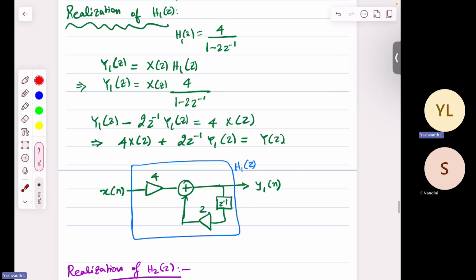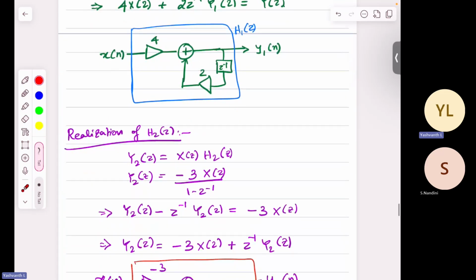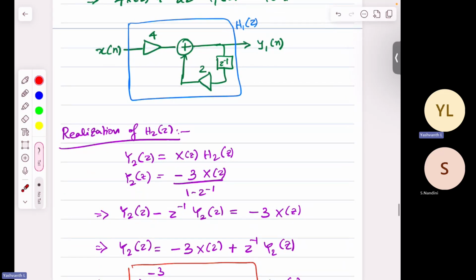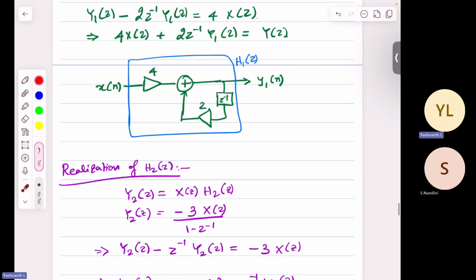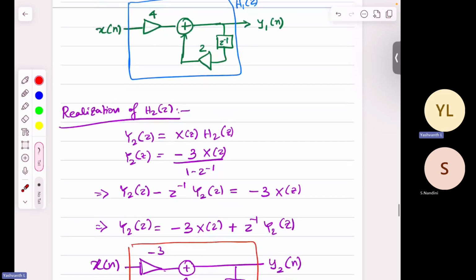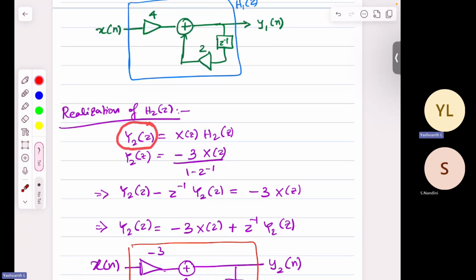Okay, it is clear. Now, what is left is the realization of h2 of z. So for h2 of z, what we know is that the output of h2 of z is given by y2 of z, which is again x of z into h2 of z. And h2 of z is nothing but minus 3 by 1 minus z inverse.